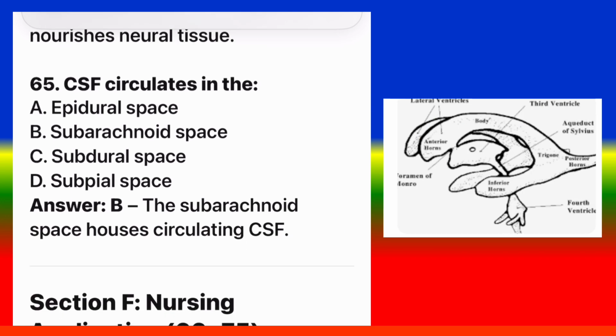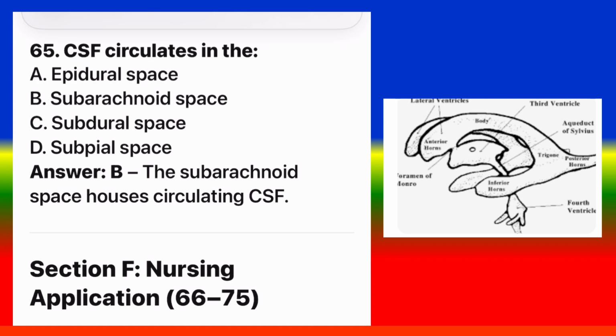65. CSF circulates in the A. Epidural space, B. Subarachnoid space, C. Subdural space, D. Subpial space. Answer B. The subarachnoid space houses circulating CSF.